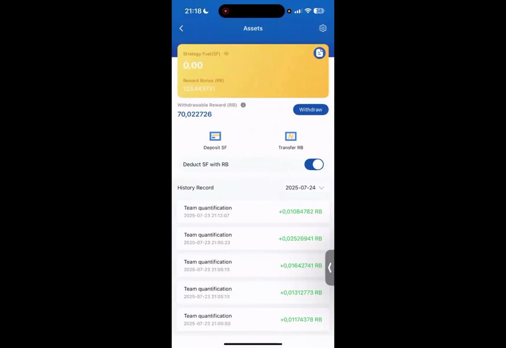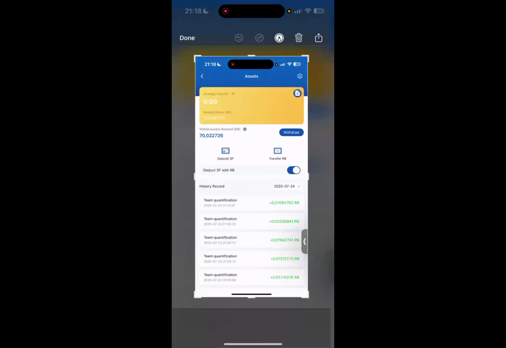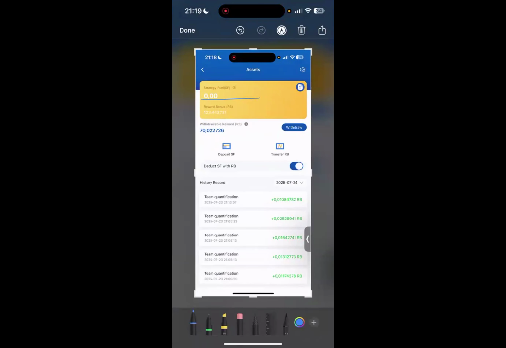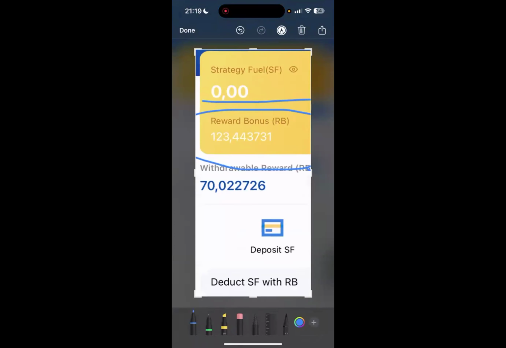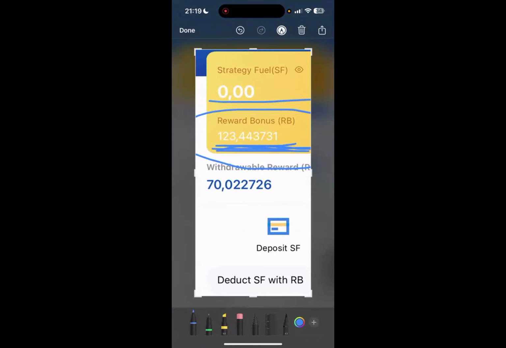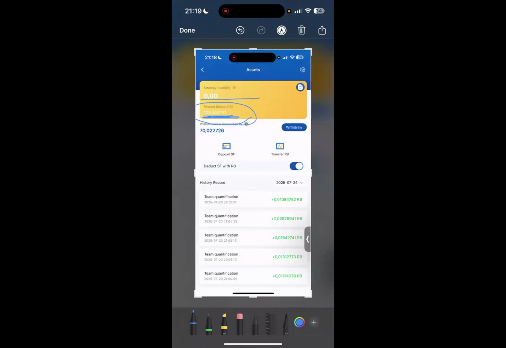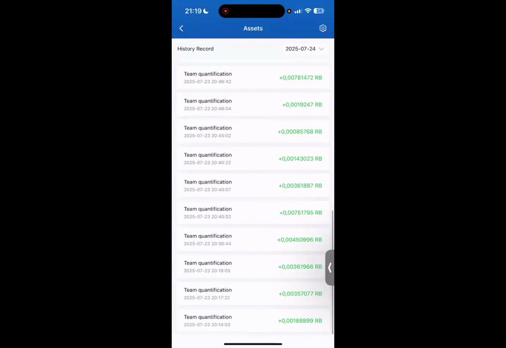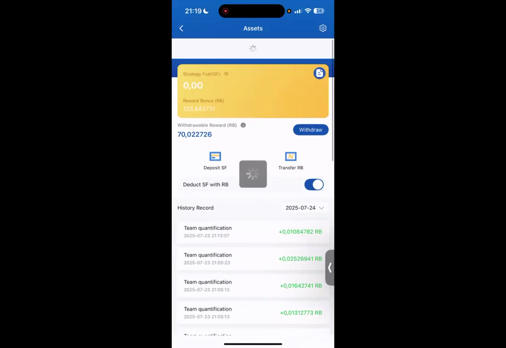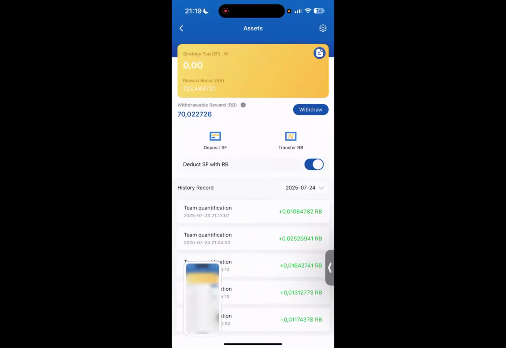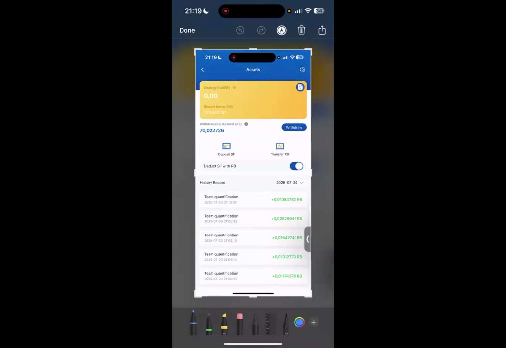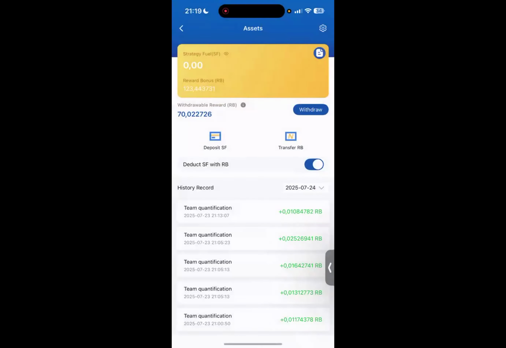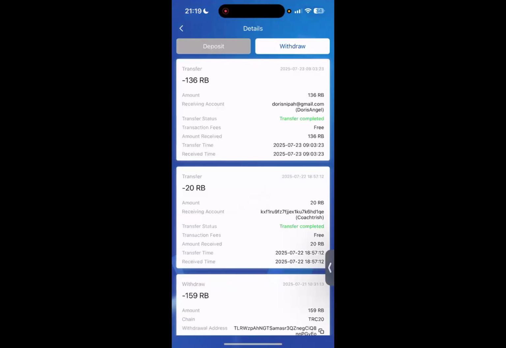Now, assets. So this is where you still see your strategy fuel, but if you are already sharing the opportunity, you don't deposit strategy fuel, because every day there is money under reward bonus. So the system will deduct it from your team quantification. Now, if you want to see your deposits or your withdrawal records, you tap on this button here. Then you'll be able to see the deposits and the withdrawal, depending on what you are looking for.